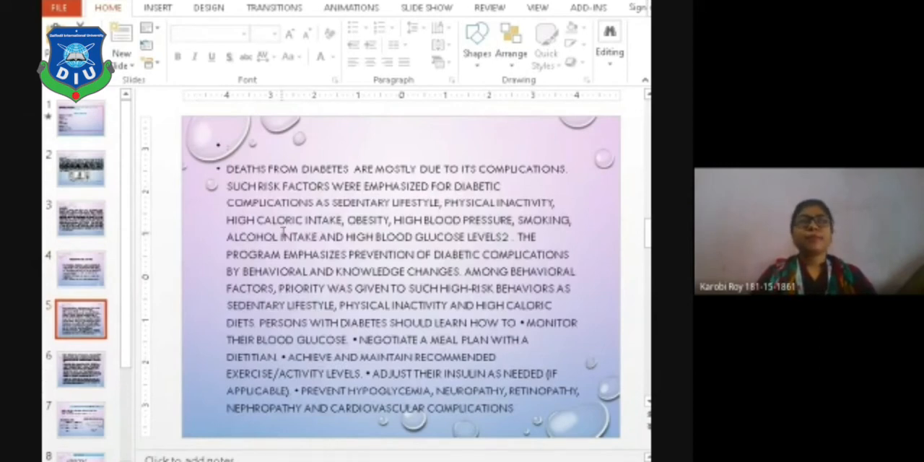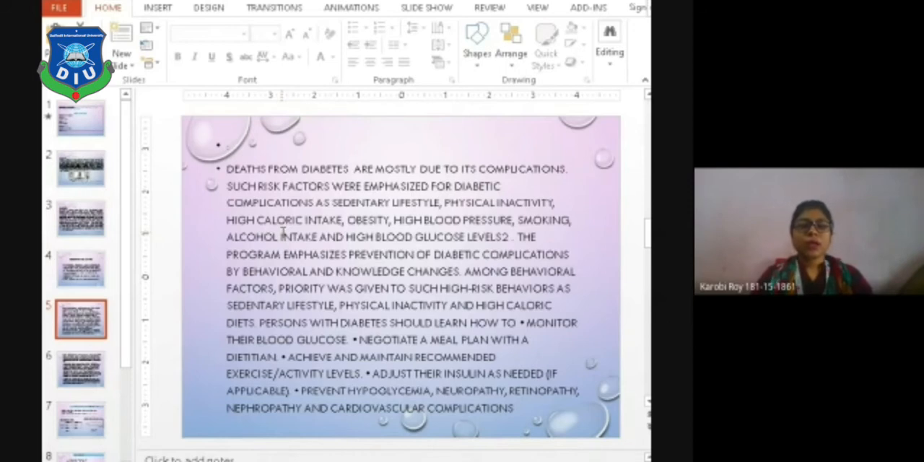Diabetes is the main problem in the world at present. Diabetic deaths are mostly due to its complications. Risk factors emphasized for diabetic complications are a sedentary lifestyle, physical inactivity, high caloric intake, obesity, high blood pressure, smoking, alcohol intake, and high blood glucose levels too. It is a big problem.